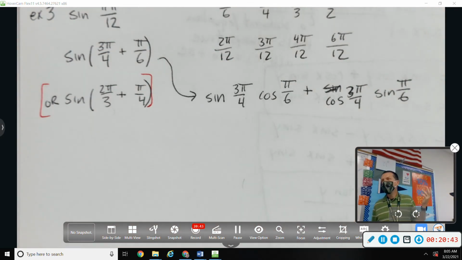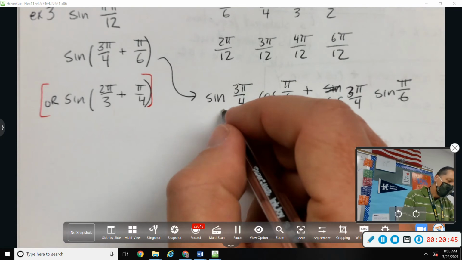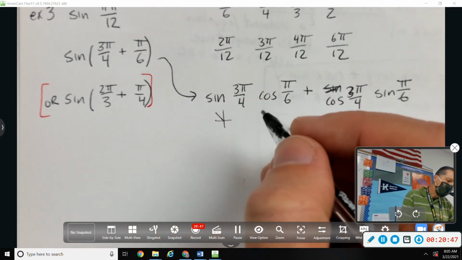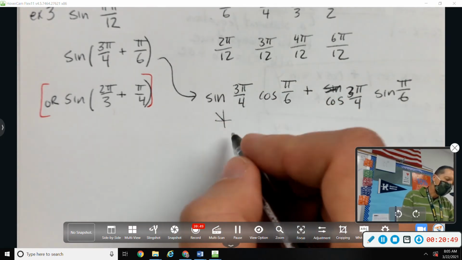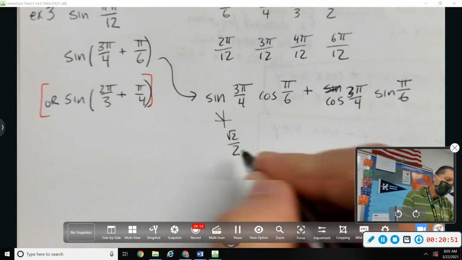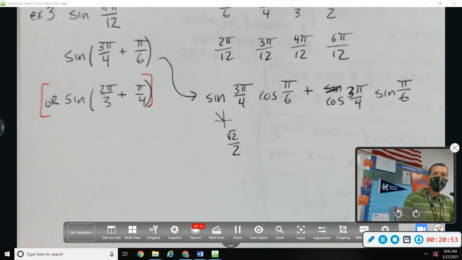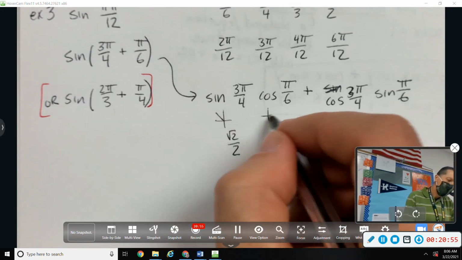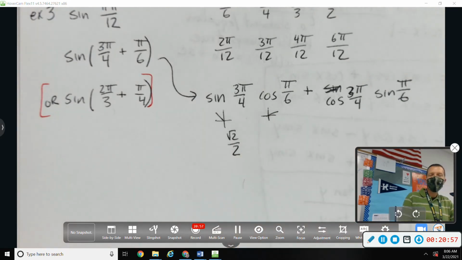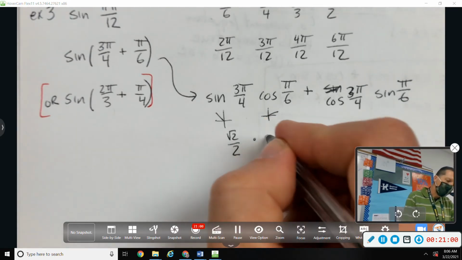Unit circle, unit circle, unit circle. 3 pi over 4 is right there. Sine would be positive, so root 2 over 2. Pi over 6 is that shallow angle, so cosine would be root 3 over 2.